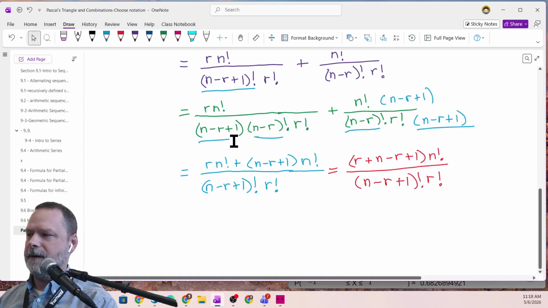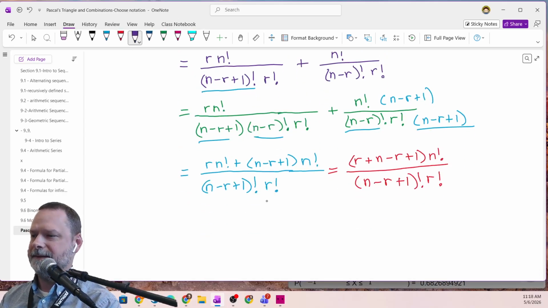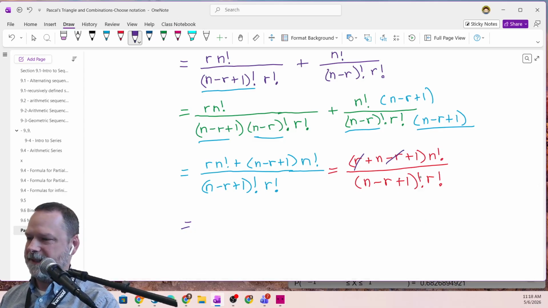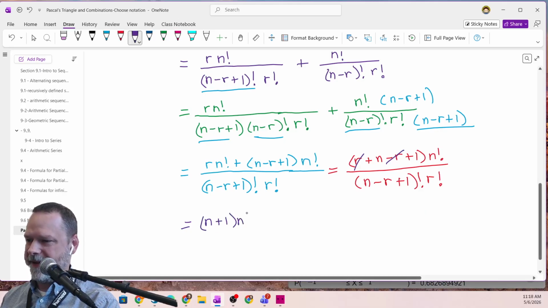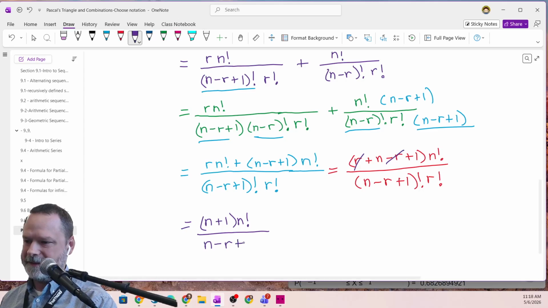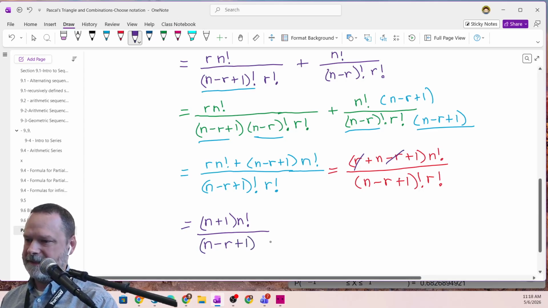Hang with me. We're almost there. We almost got this. Hey, guess what? r plus negative r is 0. So what this really is in the numerator now, and now we can finally, we're almost there, is n plus 1 times n factorial over n minus r plus 1 factorial r factorial.